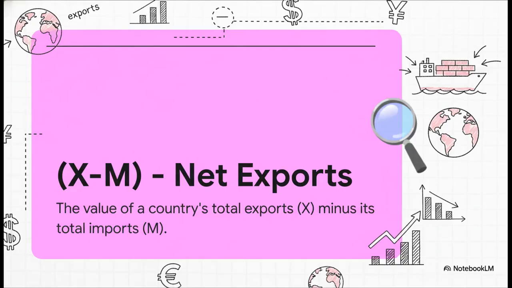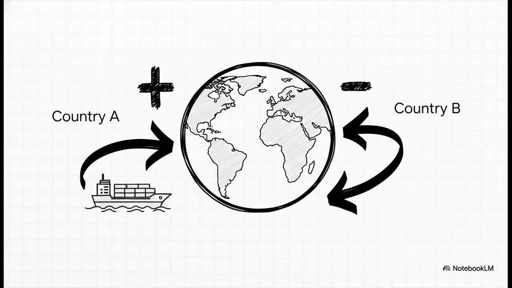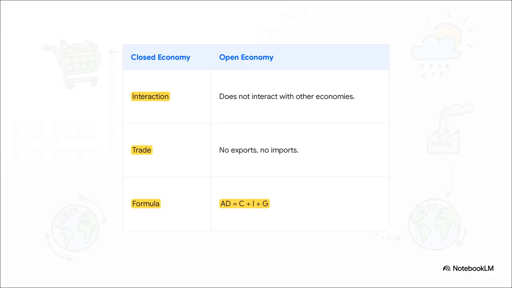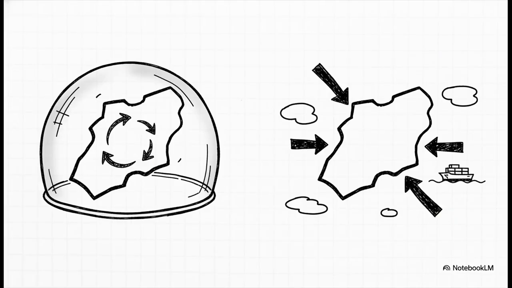And finally, there's XM, or net exports. This is all about trade with other countries. It's what other countries buy from us minus what we buy from them. Simple as that. Now, this whole idea of trading with the world creates a really important distinction. Right, a closed economy is self-contained. An open one, it's all about that global trade.